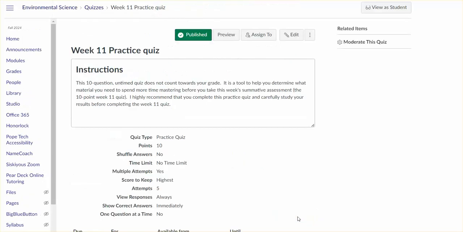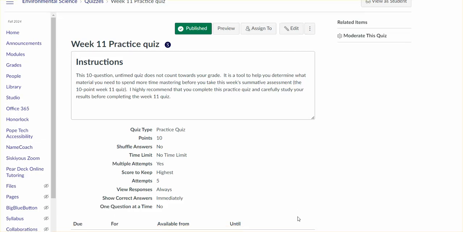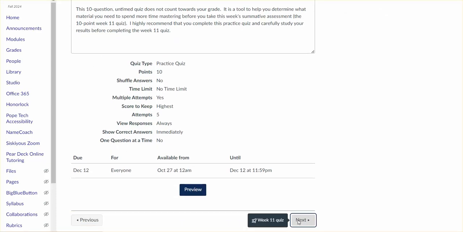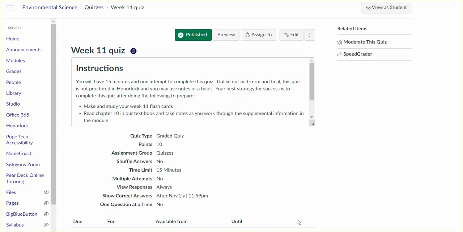Like most weeks, we also have a practice quiz. So this is focused on chapter 10 content. This is meant to help you get ready for the graded quiz, which is worth 10 points and due Saturday at the end of the day, so 11:59 p.m. The lab is due at the same time.